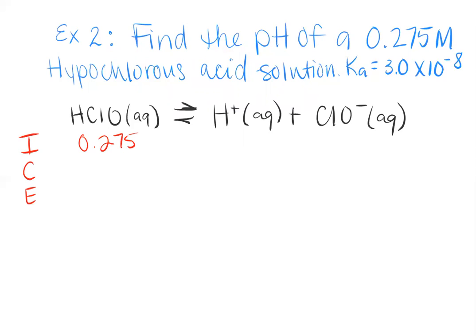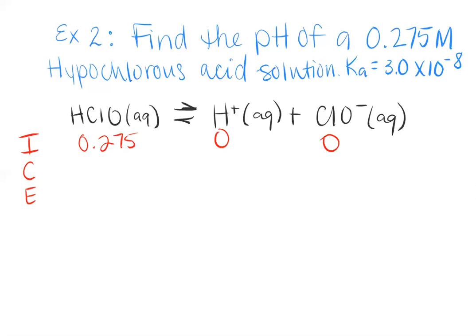And our initial concentrations of H plus and ClO negative are 0. It didn't tell us they were anything, didn't give us any of that information. In other ICE tables in the future, we will look at that a little differently. We may not have that. We may have other numbers that go in those places. But for us, initially, we are starting with only this acid. We haven't formed any products yet. So we're starting with concentrations of 0 for those.